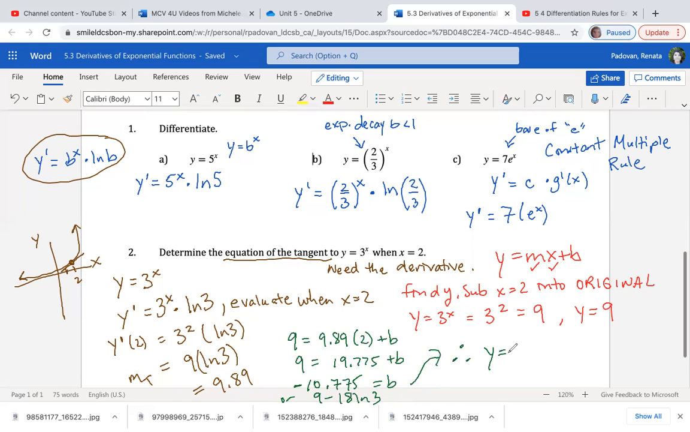y equals m, the slope of the tangent. I could have written down 9 ln 3. Let's do that. 9 ln 3 x plus b. B is negative in this case. If you want to write down negative 10.775, or you would write down 9 minus 18 ln of 3. Or you could put that in as just negative 10.775. It depends on what your worksheet or back of the book is showing.